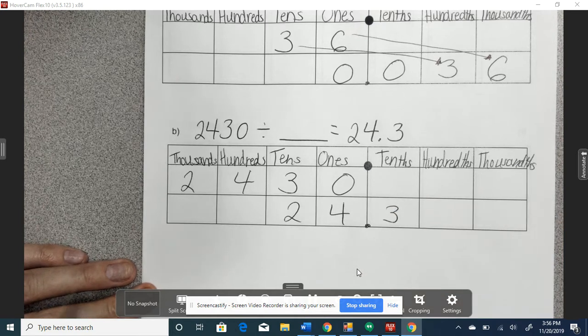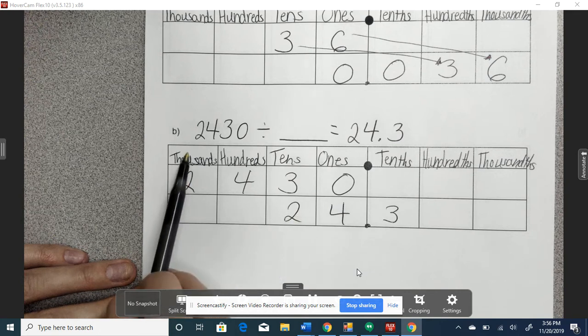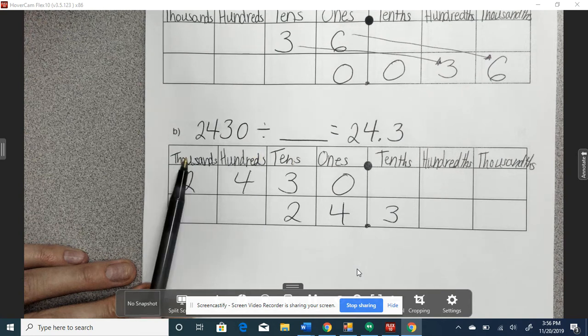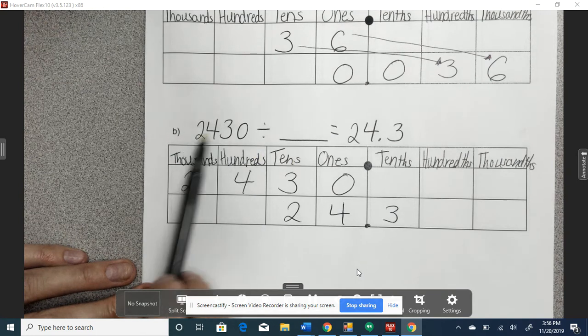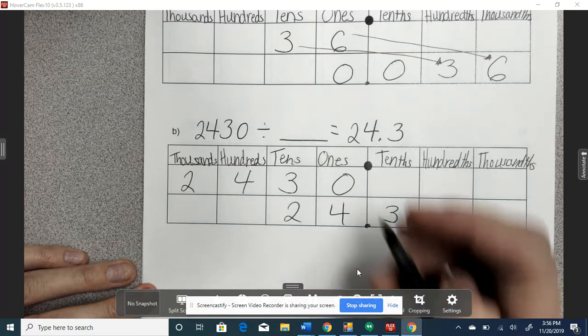I'm going to be looking at the 2 for this one to help me. The 2 started in the thousands place and ended in the tens place. That means we shifted 1, 2 place values to the right. We know that when we divide, we're going to the right, and when we divide by 100, we shift 2 places. So we know that we're going to be dividing by 100.